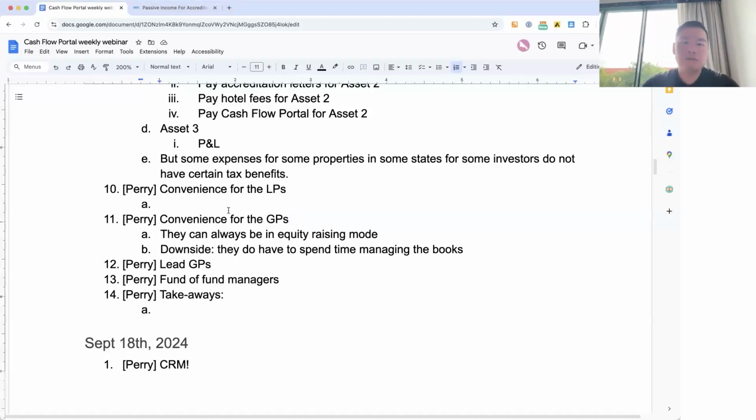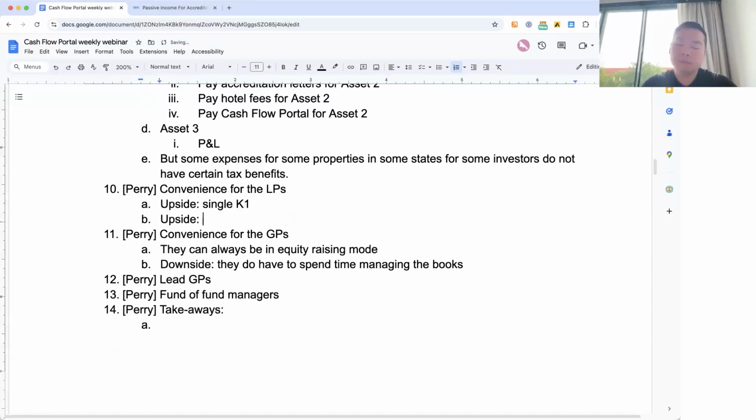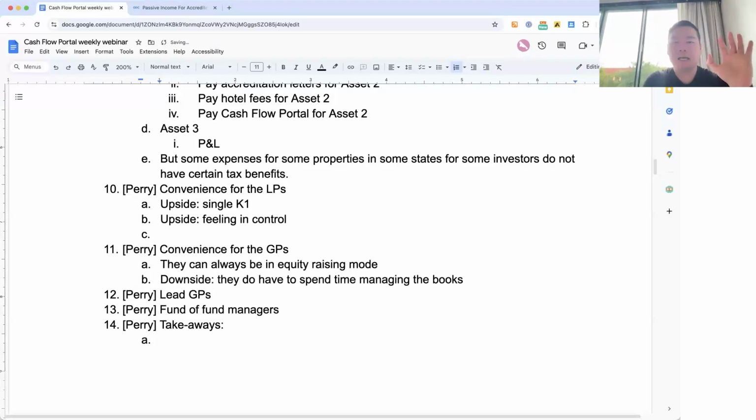Now the convenience for the LPs, the upside is single K1, that's for sure. The other one is not so much convenience, but more of this feeling in control. I can actually imagine that customizable fund is more useful for venture-backed startups, where some people have a very big passion for certain types of startups, right? Like they only want to do certain prop tech or AI or whatnot, or they want to pass on certain things. So that actually feels pretty good.